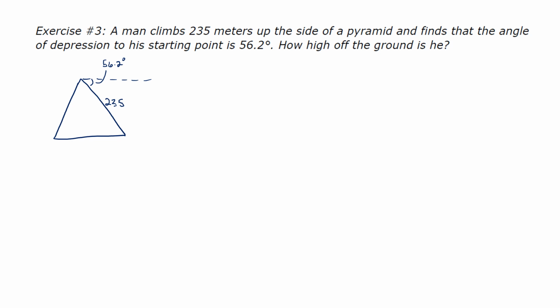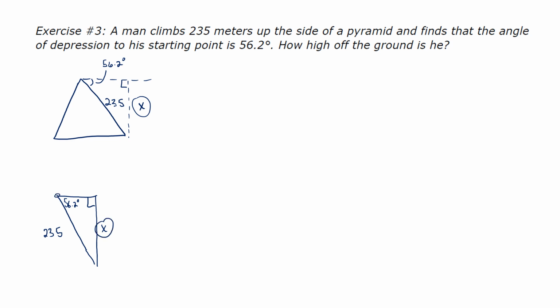How high is he off the ground? Okay, so we want to know how high he is off the ground. So we want to know x. Okay, so to redraw this triangle that I just created, it's a right triangle. Okay, we know this is 235. That is our hypotenuse. And we know this angle is 56.2 degrees. And we want to find x.